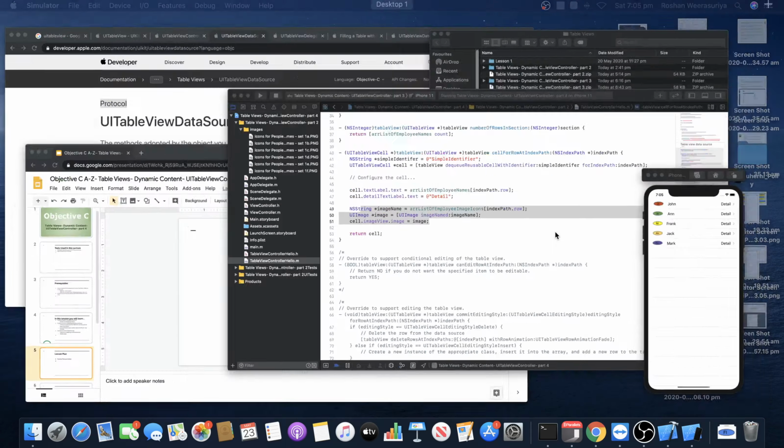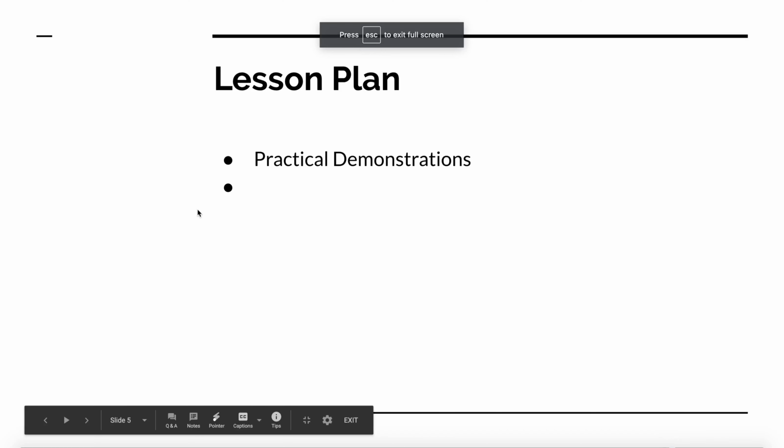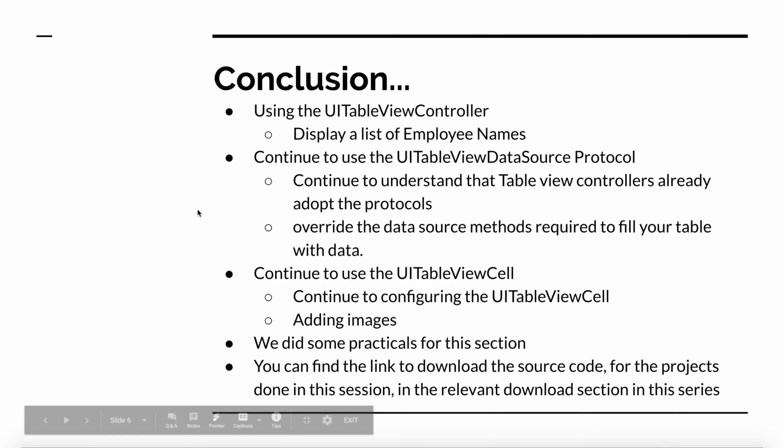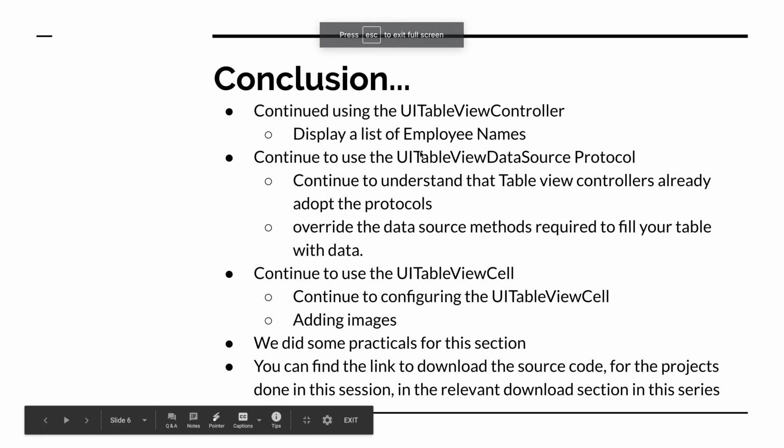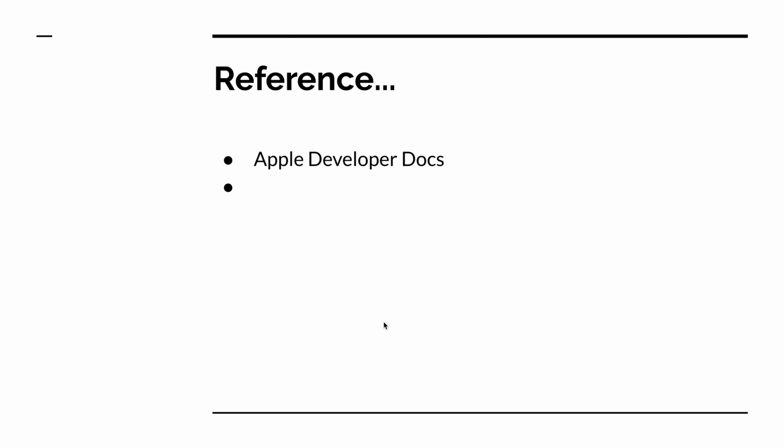Okay, friends, so we completed the lesson plan, we completed the practical demonstrations, and we completed adding images. In conclusion, we continued using the table view controllers, and then continued using the table view data source protocol, to give the data, and continued using the UITableViewCell, and added images. We did some practicals. You can find the link to download the source code for the projects done in this session in the relevant download section in this series. For reference, we used Apple Developer Docs.